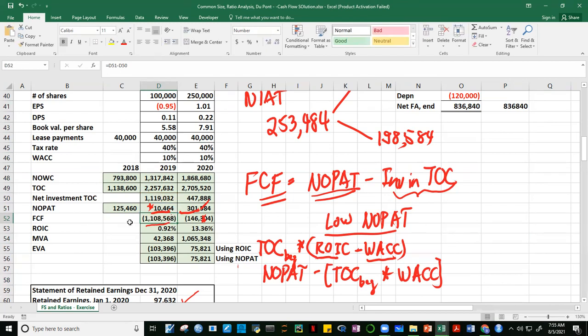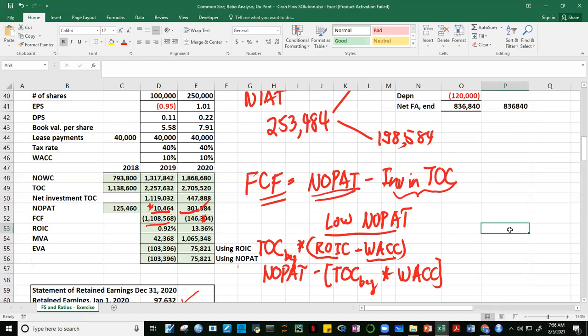Okay, so for 2019, our free cash flow was negative 1108. For 2020, it was negative 146. Okay, question. Is negative free cash flow bad? Pangit pa yung negative free cash flow? We know the answer, guys, pag negative yung EVA. Ano yun? Ibig sabihin, value was destroyed.